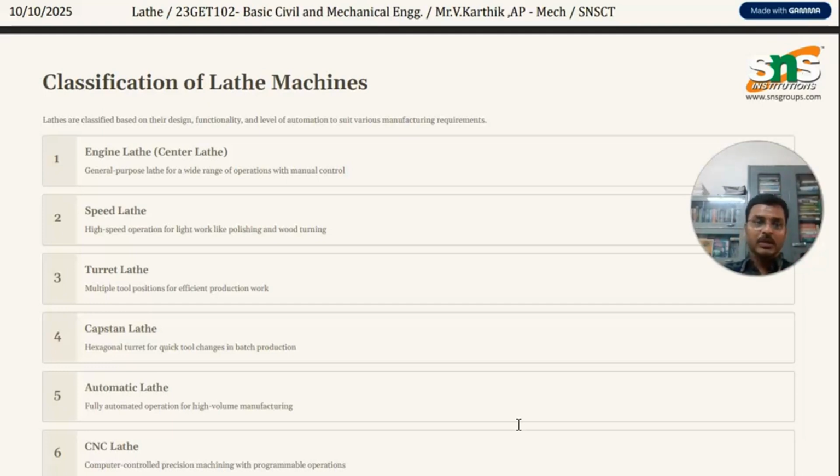The first one is the engine lathe. The second one is the speed lathe. The third one is the turret lathe.